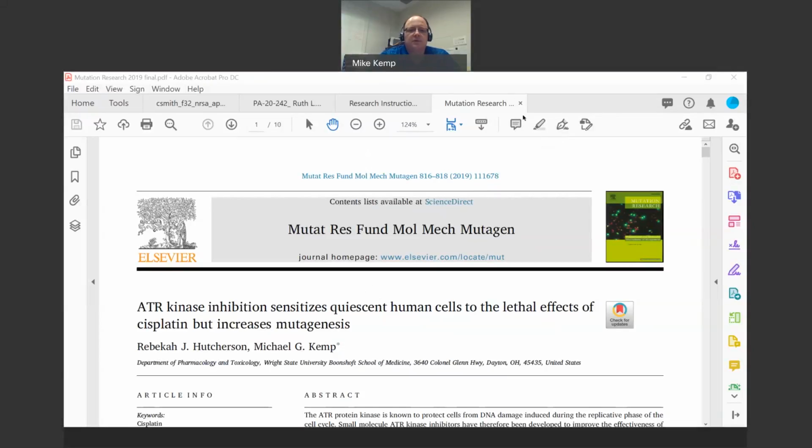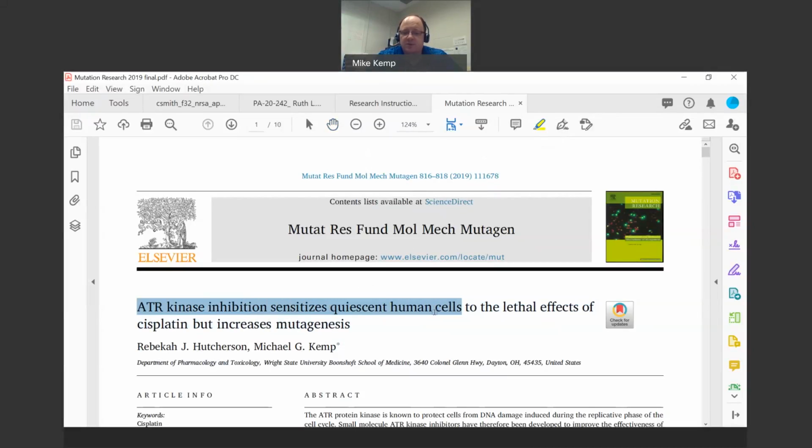Okay, so today I'm going to talk about another recent paper that came out of my lab in 2019. This is a paper looking at the function of ATR kinase. So I've talked about this protein before. It's a protein kinase that regulates various DNA damage responses. Most of what we know about its function is in the context of replicating cells that are moving through the cell cycle. And so in this work, what we did is to look at ATR inhibition specifically in quiescent cells.